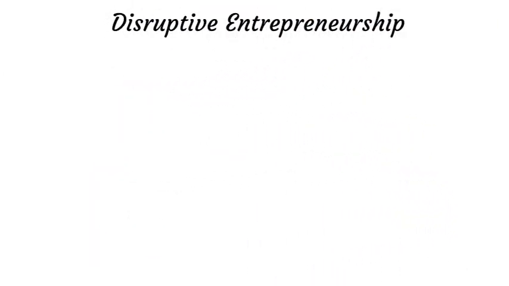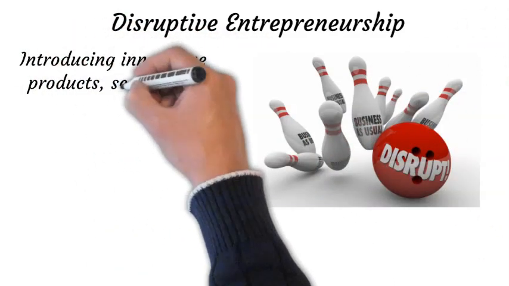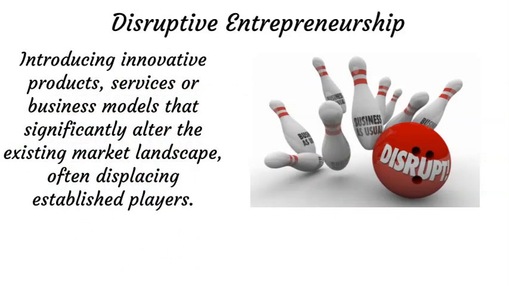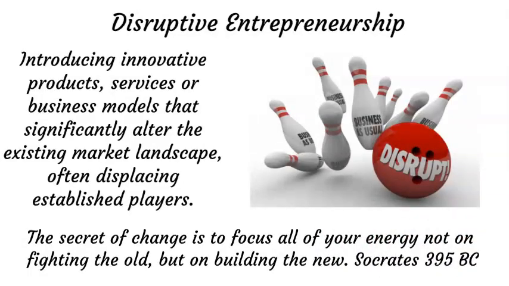The next enabler is disruptive entrepreneurship. This involves introducing innovative products, services, or business models that significantly alter the existing market landscape, often displacing established players. Examples include Amazon in retail, Airbnb in hospitality, and Uber in transportation. ECD Impact follows the wisdom of Socrates in addressing resistance to change, viewing itself not as a competitor to legacy NPOs, but rather as a collaborator, helping them become more efficient and effective.